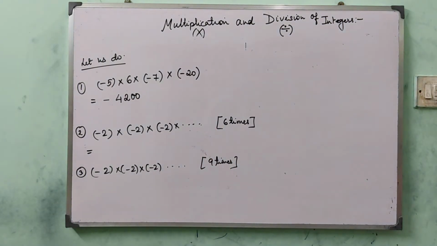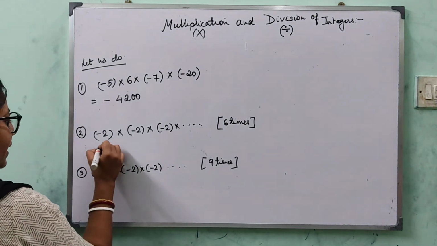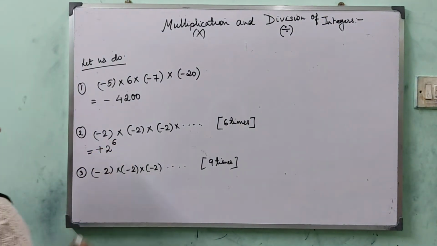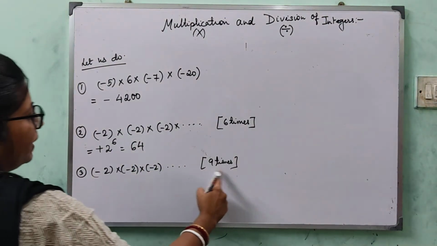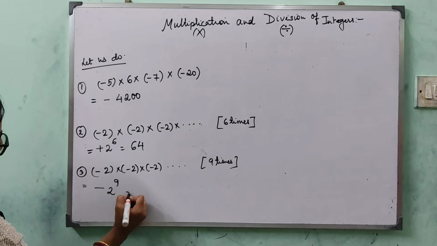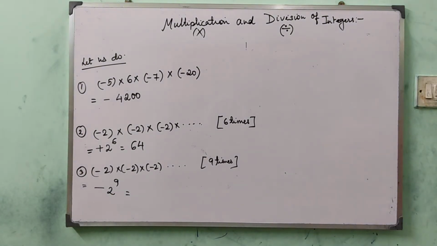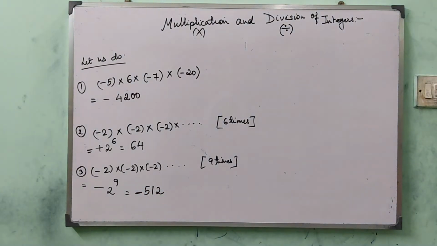What about this? Say minus 2 is multiplied 6 times. So minus 2 is a negative integer which is multiplied 6 times. Now 6 is an even number. So that means minus 2 is multiplied an even number of times. So the product will have a plus sign and it is 2 to the power 6. You can find the value of 2 to the power 6, that is 64. Next is minus 2 multiplied 9 times. Now 9 is an odd number. So the product will have a minus sign and this is 2 to the power 9. So 2 to the power 9 is 512. So the answer is minus 512.